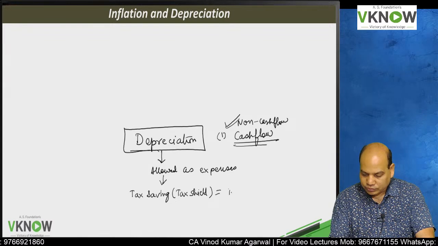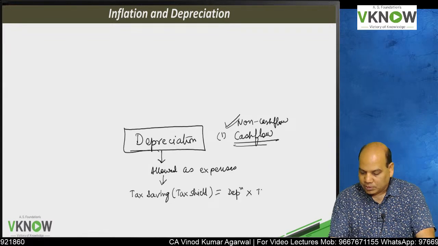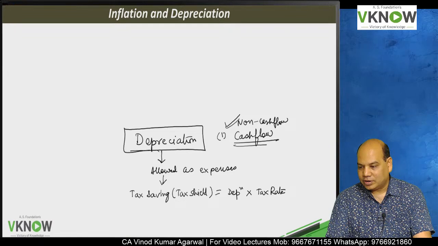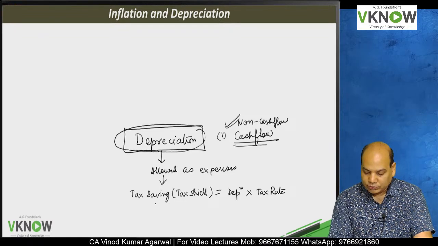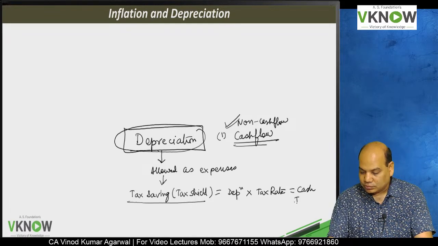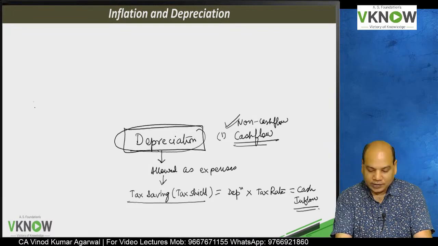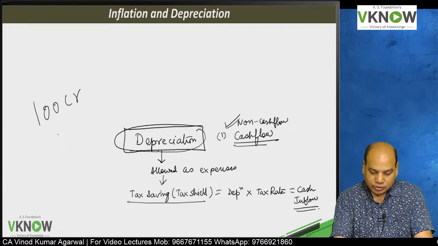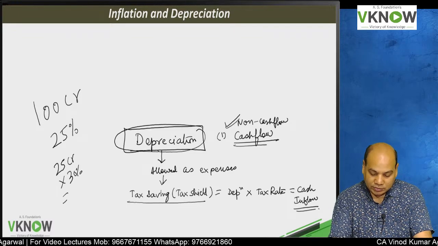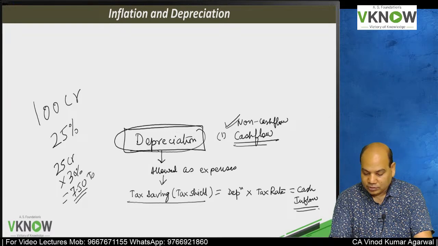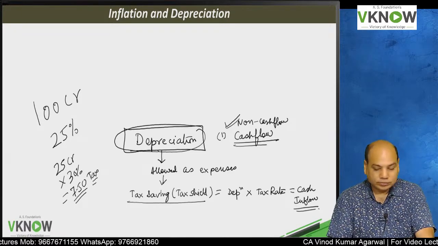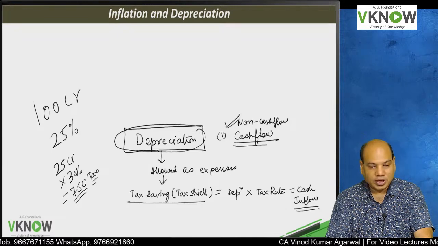which is equal to depreciation multiplied by tax rate. So depreciation in itself is not a cash flow, but tax saving is a cash flow. This is equal to cash inflow, and the amount is huge. If the asset is of 100 crore, and the depreciation rate is 25%, on 25 crore at 30%, you save 7.50 crore tax, a very big amount, and not for 1 year, but till the life of the project. Therefore depreciation is important in capital budgeting.